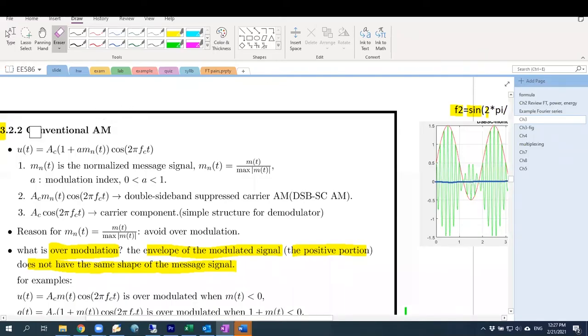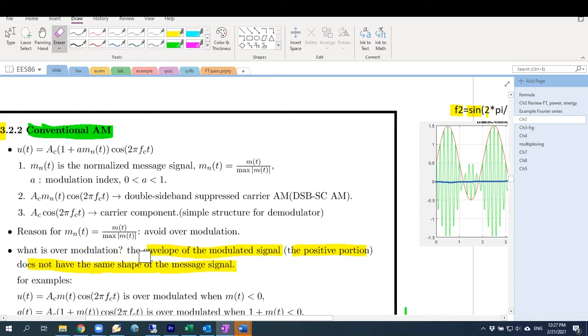In this video we discuss conventional AM. This is a scheme applied in AM radios. Before we go to the scheme of conventional AM, let's understand an important concept called overmodulation.